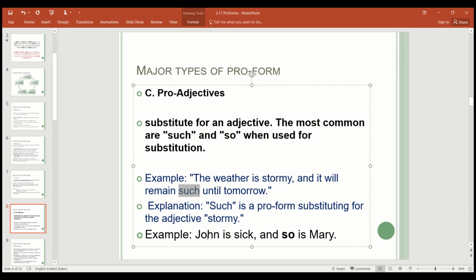Or we have another example, Joan is sick and so is Mary. Pay attention to this structure. We have some kind of displacement of the elements. So this word so is used to substitute for the adjective sick.